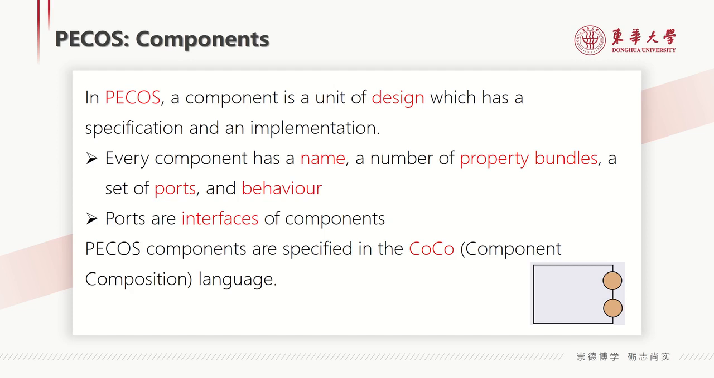Before, in Acme, we said a component is an architectural unit. In UML, we call it a modular unit. In PECOS, we just give it the name unit of design because it's a little hard to define what kind of unit it is. However, this unit has a specification and implementation. Which means, one, every component has a name, a number of property bundles, a set of ports, and a behavior. Two, the ports are interfaces of the components.